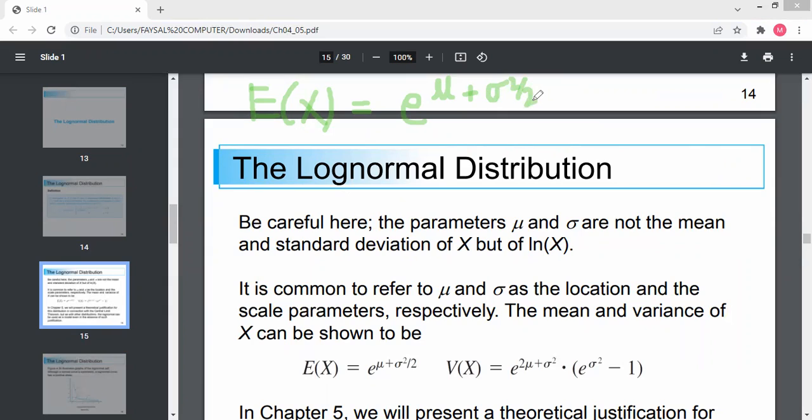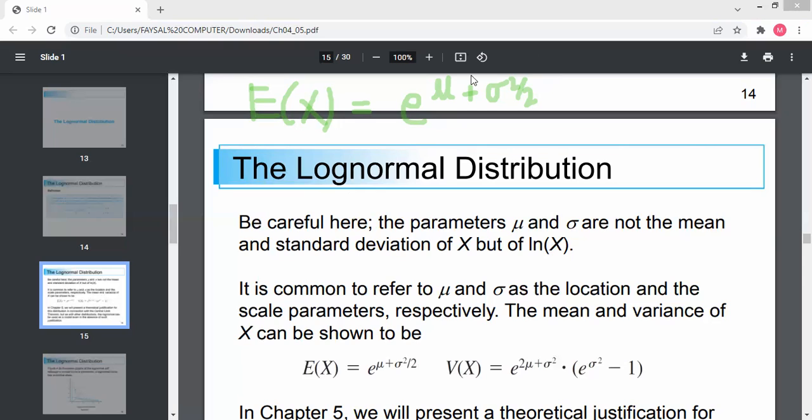These are the two parameters. First is my location parameter and second is my scale parameter. So E of X is equal to this one.